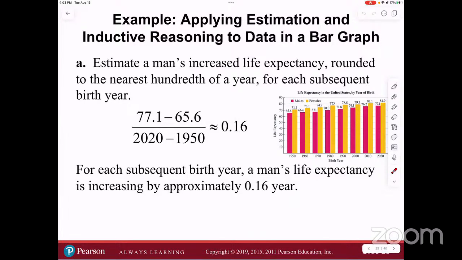So long story short, they found the slope. They chose the first and the last pieces of data for the men to find the slope. And then slope is the rise over the run, which is the change in Y over change in X, right? So for 2020, the life expectancy for men was 77.1. In 1950, it was 65.6, right? So that's the numerator, that's the change in Y. And then the change in X is 2020 to 1950. Right? So that's where this came from. Okay, that makes sense now.